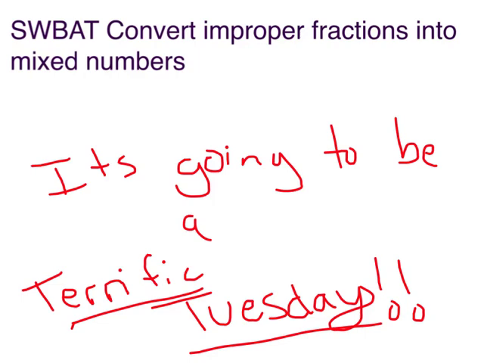Yesterday, we learned how to go from a mixed number to an improper fraction. Today, we're going to learn how to go the other way and convert an improper fraction into a mixed number. This is a skill you will use all the time as you are adding and subtracting fractions and get results that are improper fractions. Let's jump right into an example.